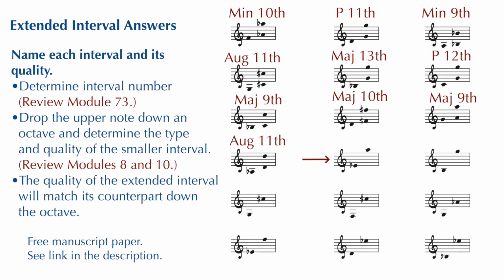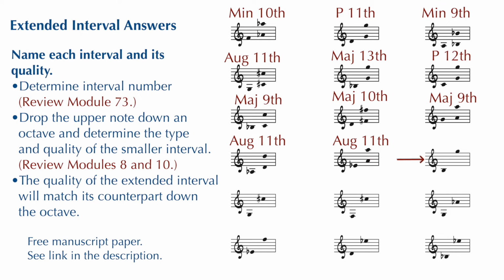Number 11, first line E flat to the A above the staff. This is also going to be some sort of 11th. Take that A and lower it an octave. Now we have the interval of an augmented fourth. So just like number 10, the extended interval is an augmented 11th.